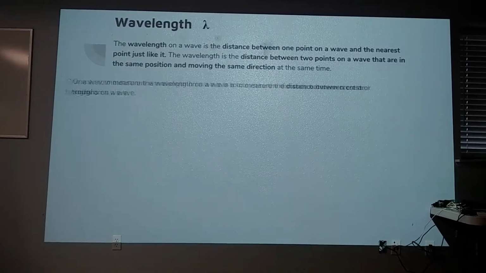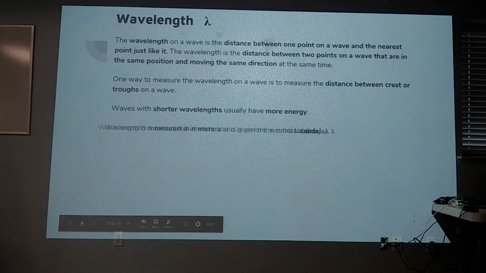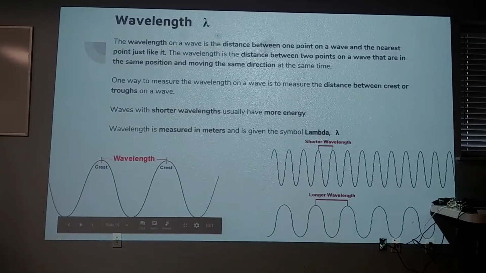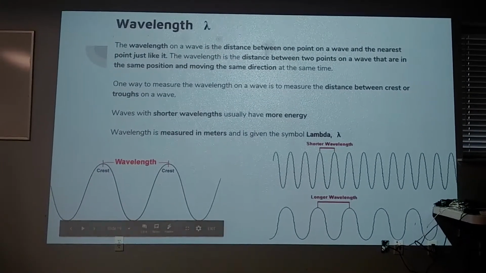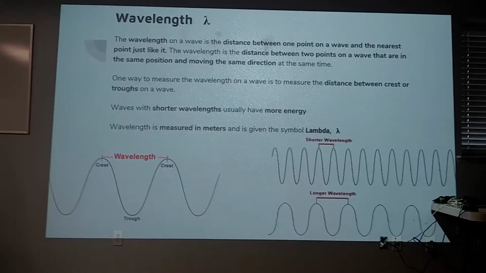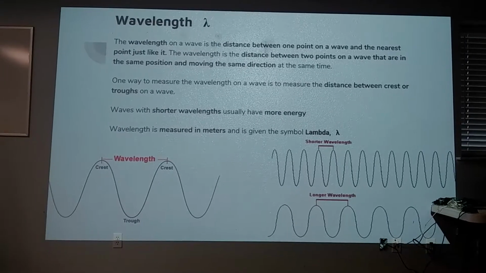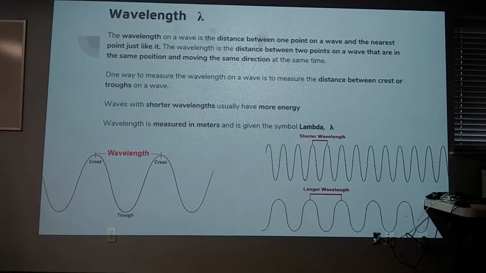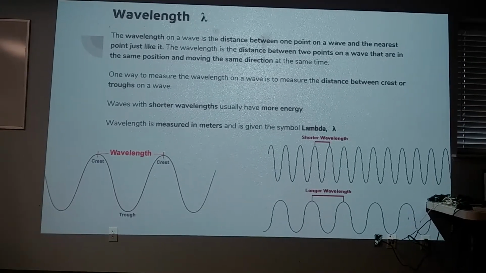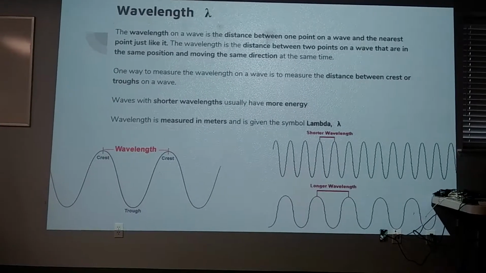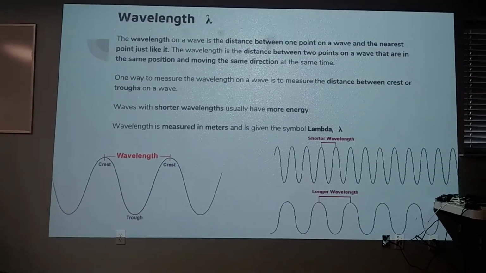Wavelength. The wavelength of the wave is the distance between one point on the wave and the nearest point just like it. So pick a point, travel along the wave to the next point moving the same direction at the same time in the same spot. That's one wavelength. The easiest way to find the wavelength is to measure the distance between the crests or the distance between the troughs. That's one full wavelength because both of those pieces are exactly alike.